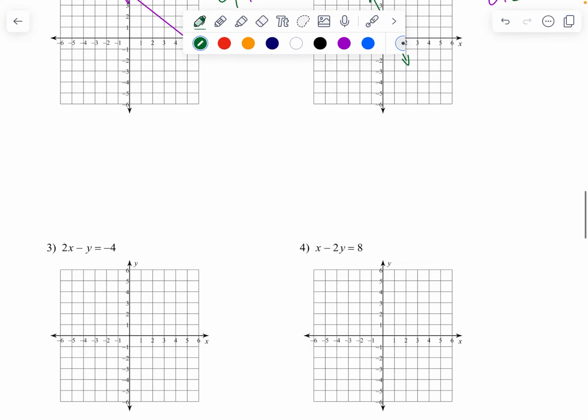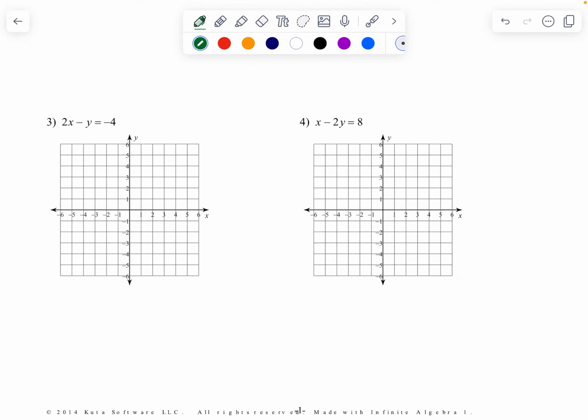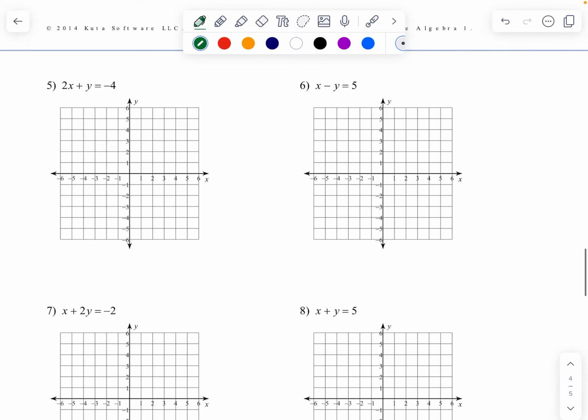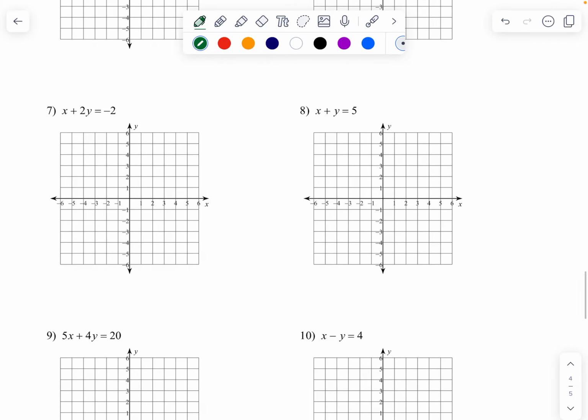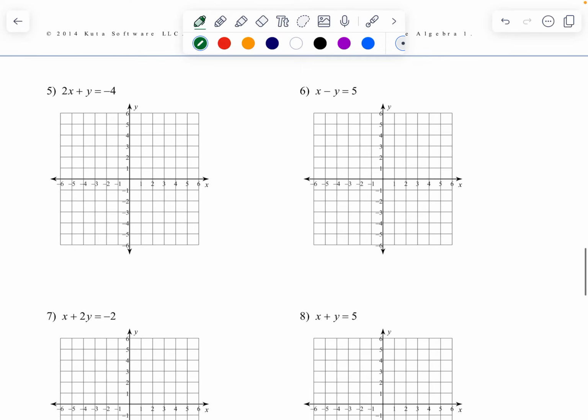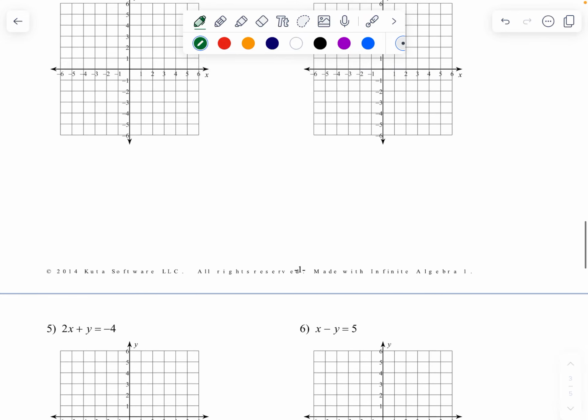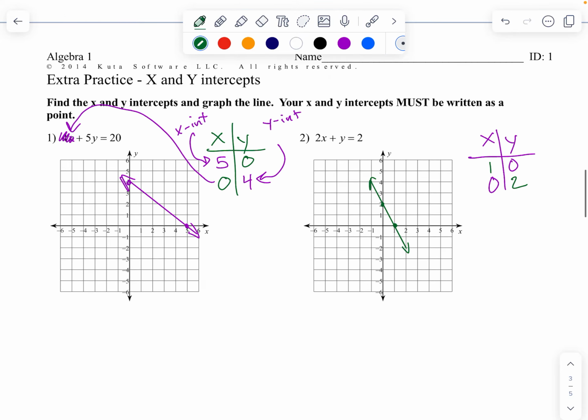So got a few more of those. Just practice those. Shouldn't be too challenging. Let me see if there's any tricky ones down here. No, these all look pretty easy. So, yeah, should be good to go. And I'll go over this again in class tomorrow just to make sure you knew what you were doing.